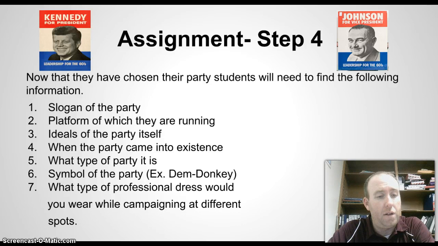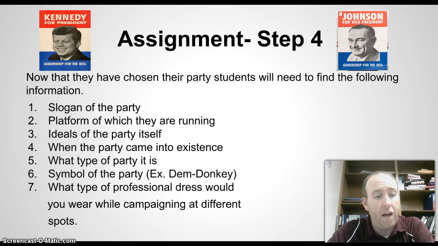Number 5, you need to tell us what type of party it is. Once again, splinter, economic protest, and so forth. Number 6, I would like to see a symbol of your minor party. An example of that would be that the Democratic Party uses the donkey as their symbol. The Republican Party uses the elephant. So you need to have a symbol for your political party, which most minor parties already do.